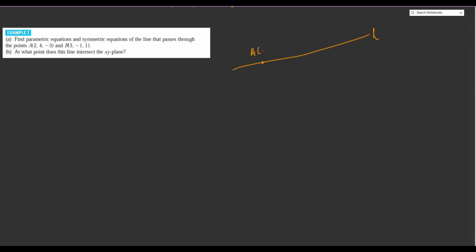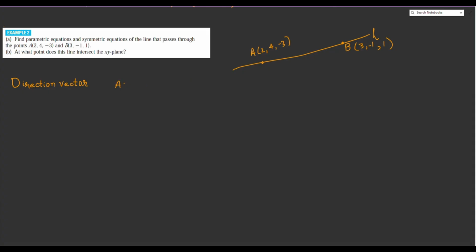The point A has the coordinates 2, 4, minus 3, and the point B has the coordinates 3, minus 1, 1. So we want to find the parametric equations of this line. As we know, in order to find the equation of a line, we need a point and the direction vector. So the first thing you need to do in this question is find the direction vector. How can you find this direction vector?